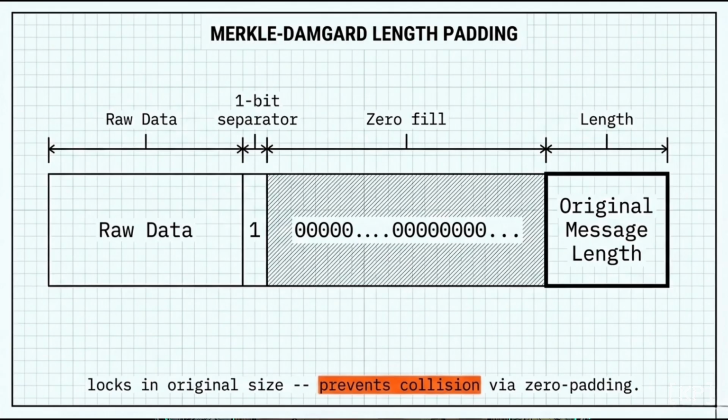Okay, how does that work? Before any hashing begins, the algorithm looks at the final incomplete block of data. It appends a single 1 bit to act as a separator, fills the rest of the empty space with zeros, and then, and this is the critical security feature, it encodes the exact length of the original unpadded message at the very end of the block.